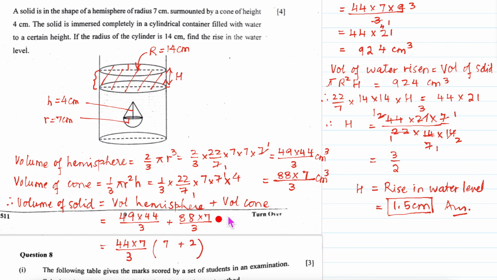3 will go 3 times. So we will have 44 into 21. Now you will see 44 ones 44, carry 4, 44 twos, 88 and 4, 92. So this is the volume of the solid.